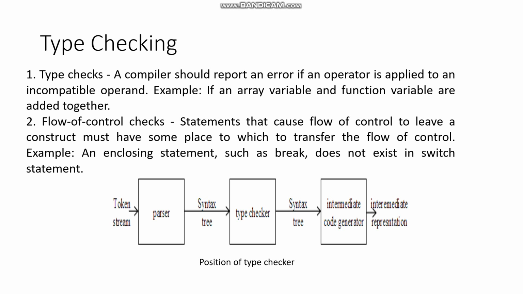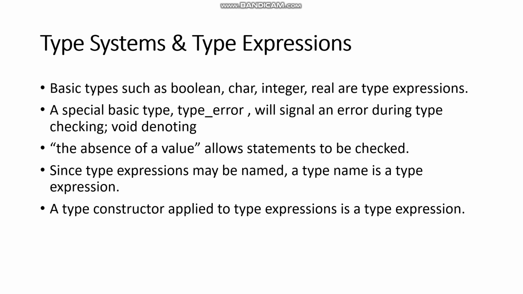Okay, a type checker basically verifies that the type of a construct matches that expected by its context. For example, the arithmetic operator mod requires integer operands, right? So a type checker verifies that the operands of mod have type integer. Type information gathered by a type checker may be needed when code is generated. Okay, so basically the type systems and type expressions.